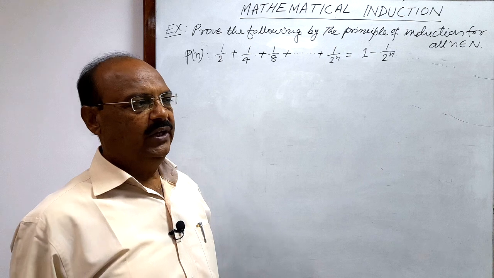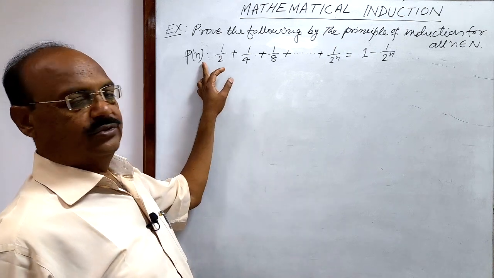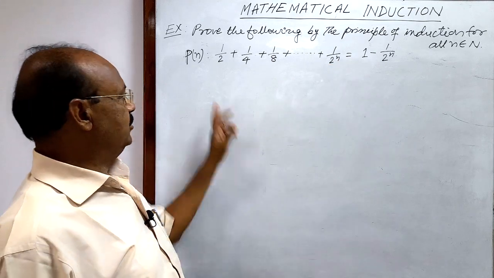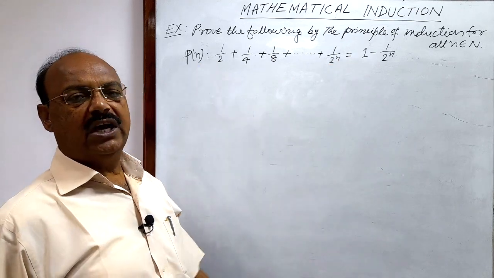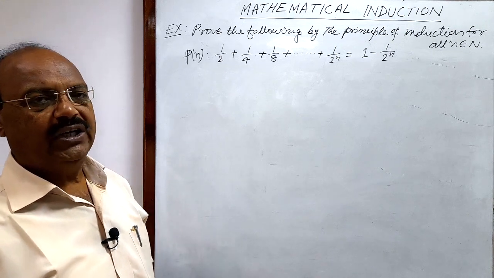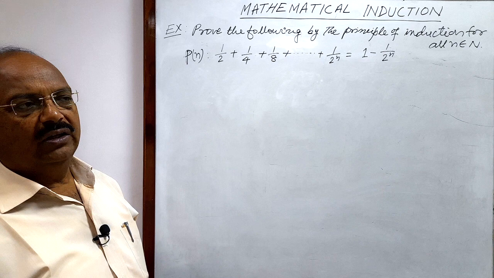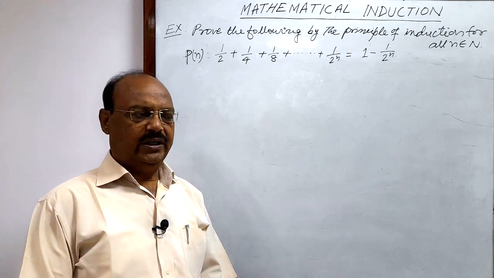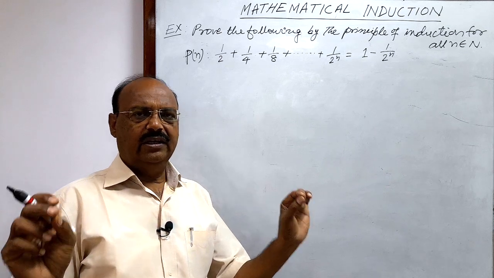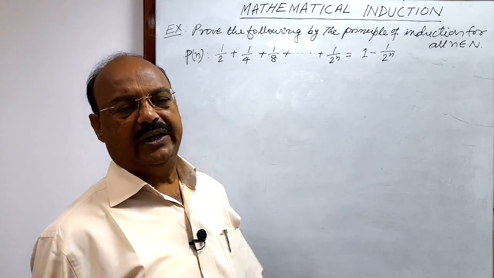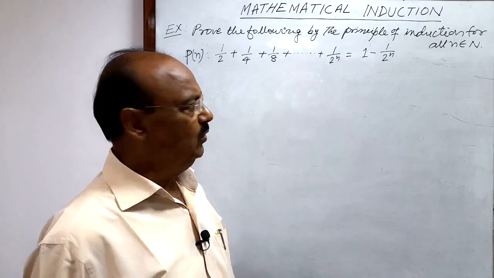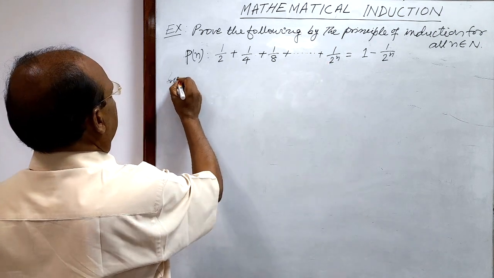Second step, we assume that Pr is true. Means when you put n is equal to r in the given statement, then you will get Pr. So we assume that Pr is true. And the third and last step, you have to show that Pr+1 is true. These are the only 3 steps, and after doing all these 3 steps, we have to write a single line, that by the principle of mathematical induction, this given statement is true for all n. So let us start the solution here.